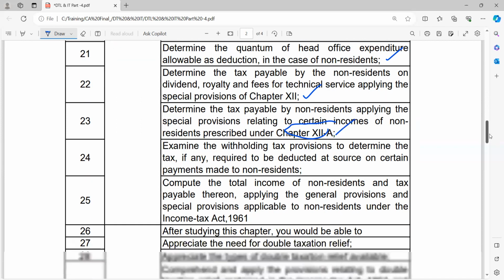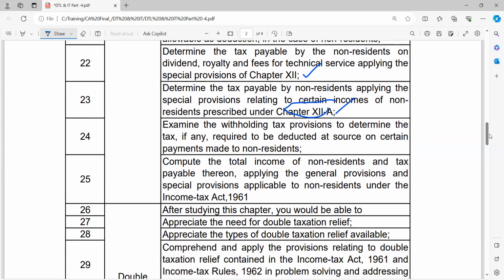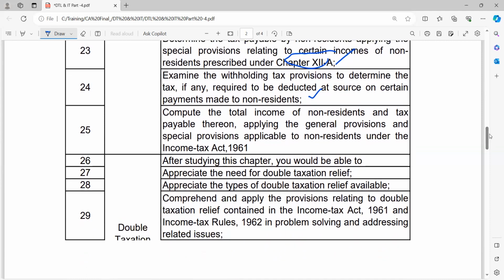Next, you can examine the withholding tax provisions to determine the tax, if any, required to be deducted at source on certain payments made to non-residents. You can compute the total income of non-residents and tax payable thereon applying the general provisions and special provisions applicable to non-residents under the Income Tax Act.